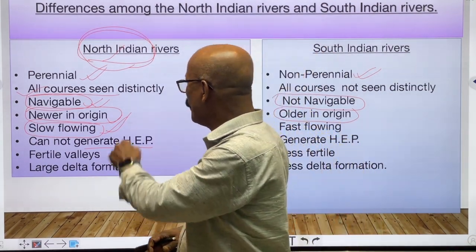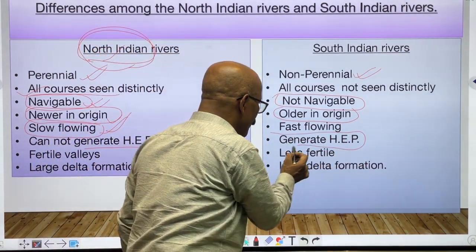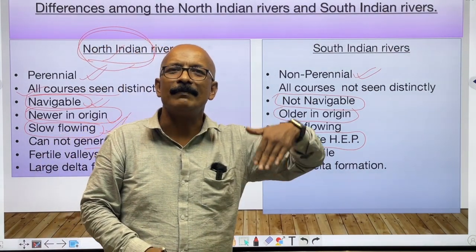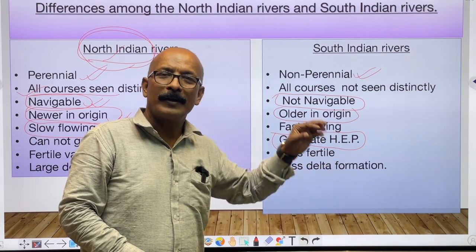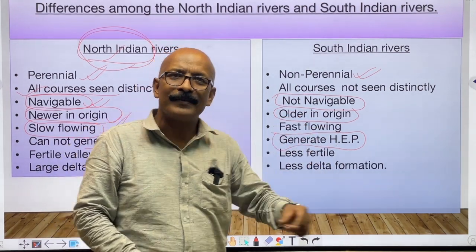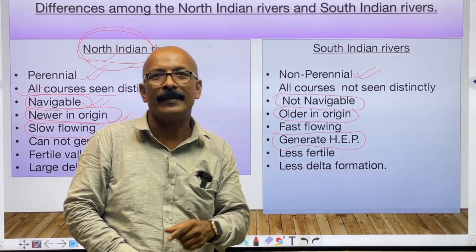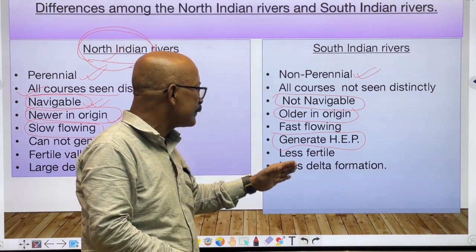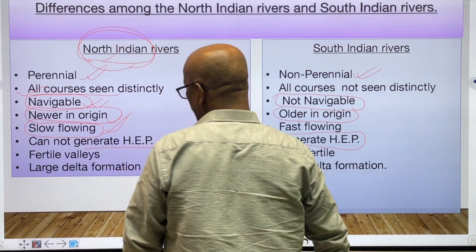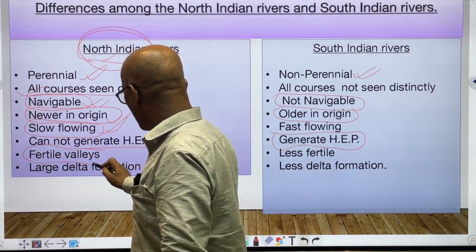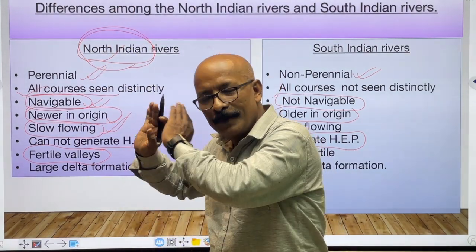So they cannot produce HEP, whereas the southern rivers can generate HEP because there the slope is maximum in these rivers. The discharge may be very less in comparison to the rivers of the so-called northern India, even then these rivers can generate HEP. Okay, clear? Next, there are fertile lands or fertile valleys in the case of the rivers of northern India.